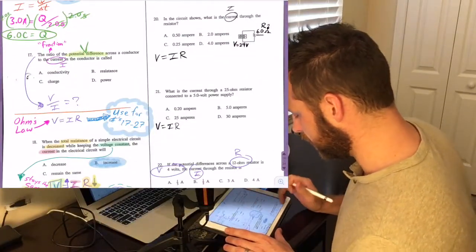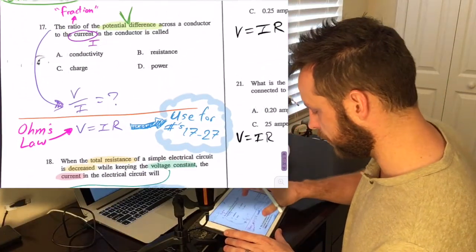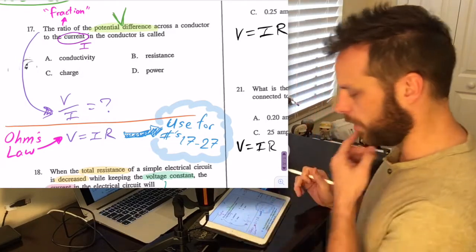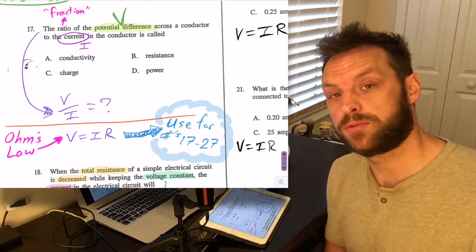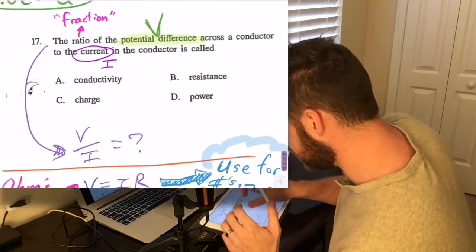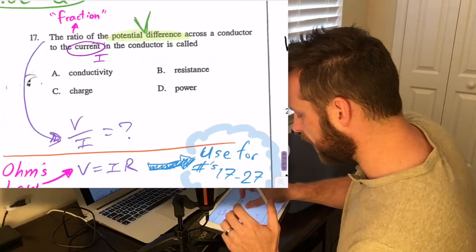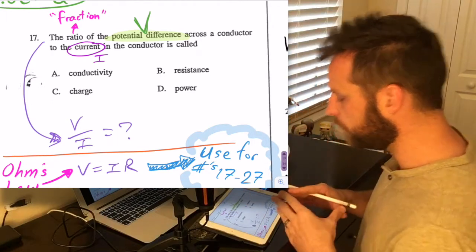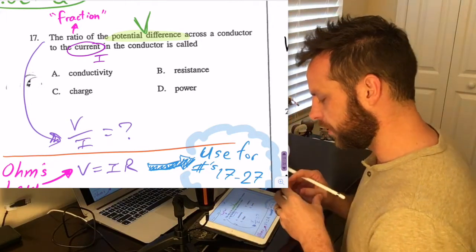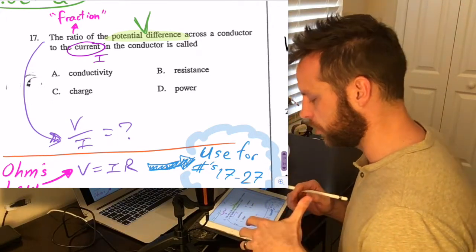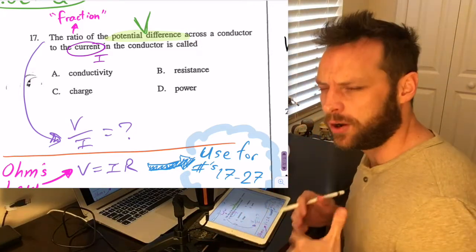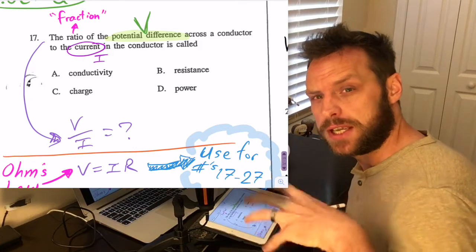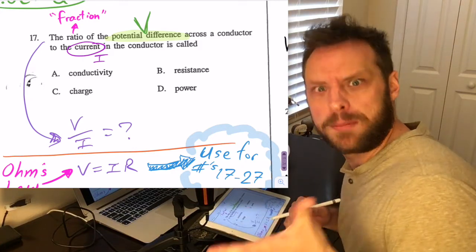Now, 17 through 27, we're going to start using Ohm's law, which is V equals I times R. Voltage equals current times resistance. So number 17 is kind of getting us acclimated with Ohm's law. It says the ratio of the potential difference across a conductor to the current in the conductor is called what? And so if we just break this down, we're going to translate this English into mathese, or math language.